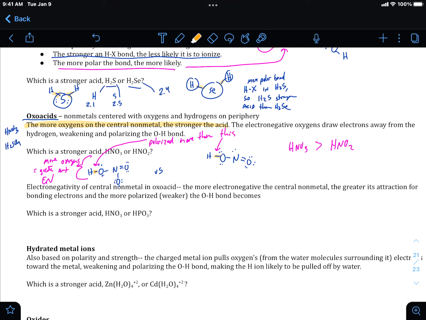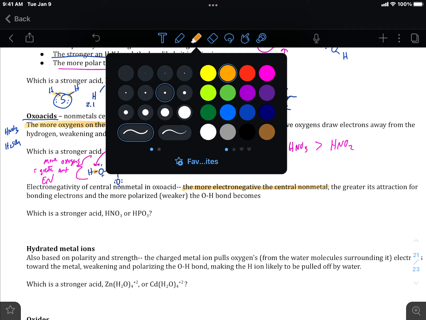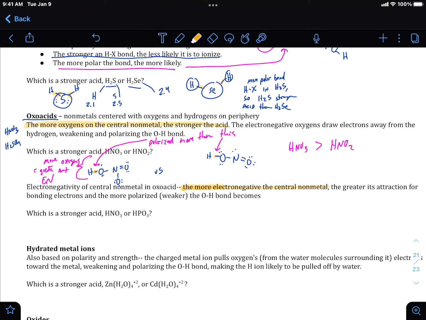Okay, what if it's not the number of oxygens that is different? What if it is the central element? If you're comparing two oxoacids and they both have a common number of oxygens, but the only difference is the central atom, like here versus here, then by similar rationale, the central element that has greater electronegativity has the weakest bond. The hydrogen to oxygen bond is the weakest.